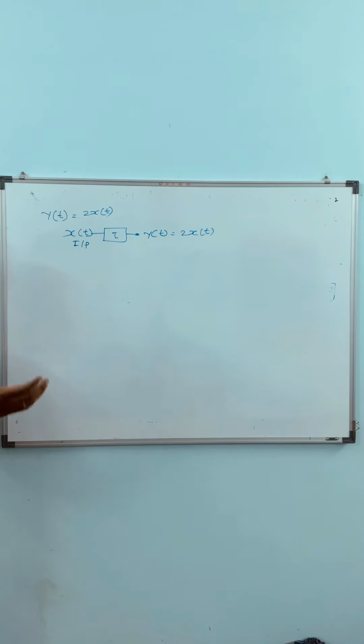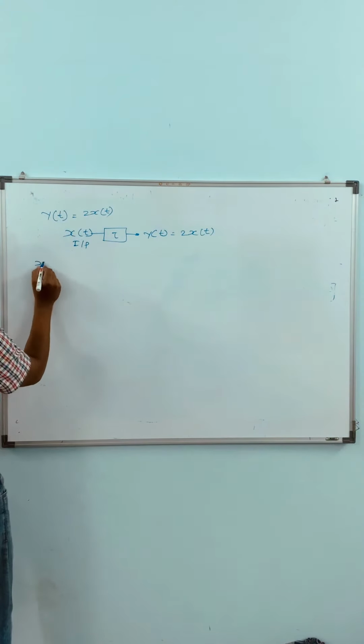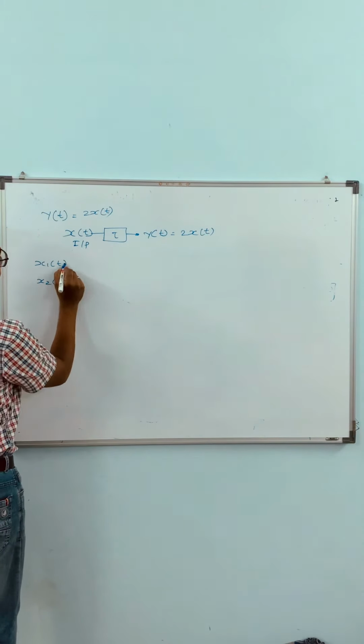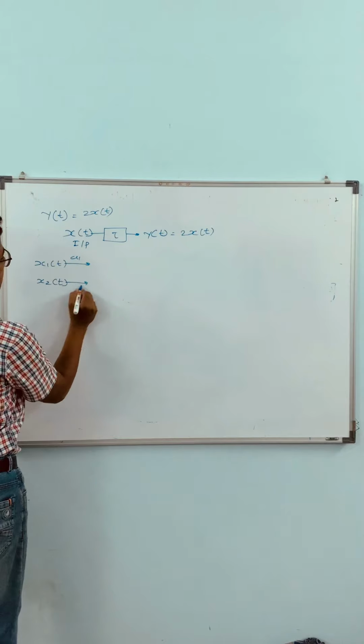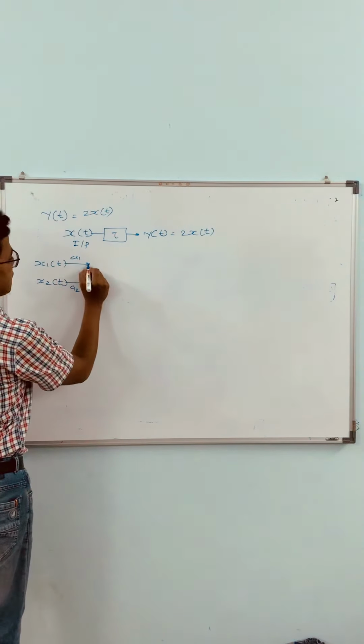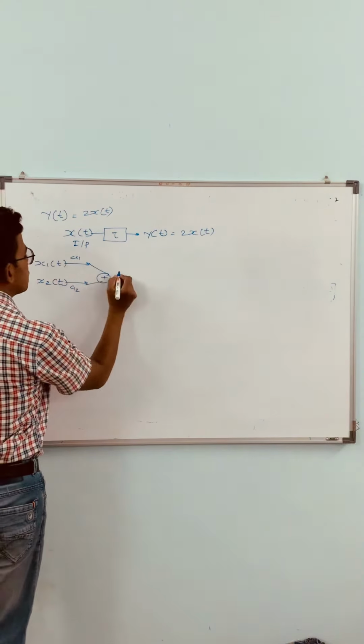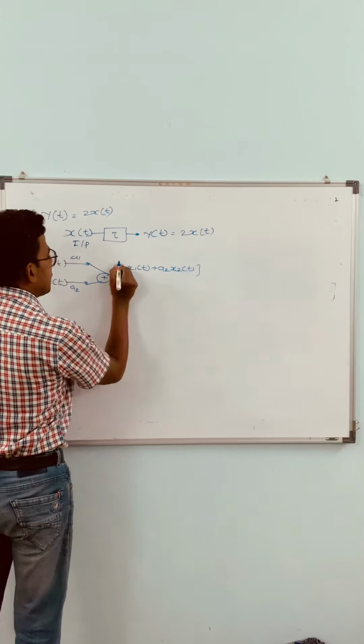Now we are going to analyze. Again the same steps: x1 of t, x2 of t, a1 is multiplied, a2 is multiplied. What is our first step? First, addition of these two signals. We will have a1 x1 of t plus a2 x2 of t.